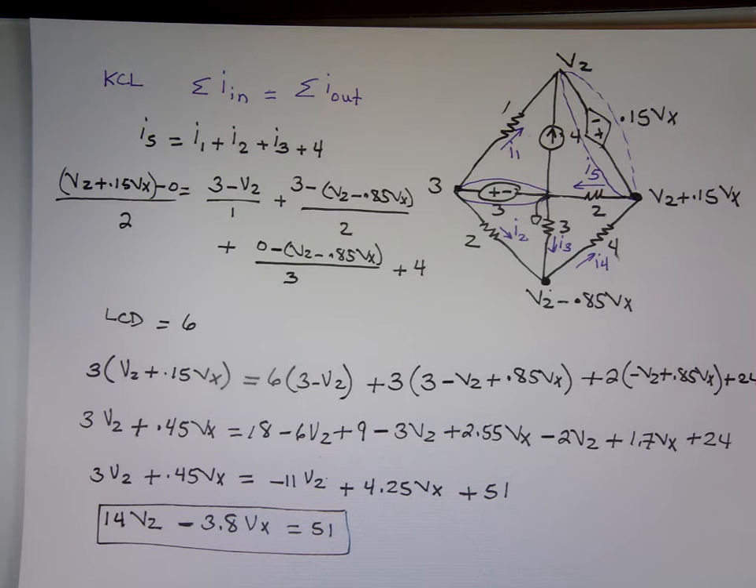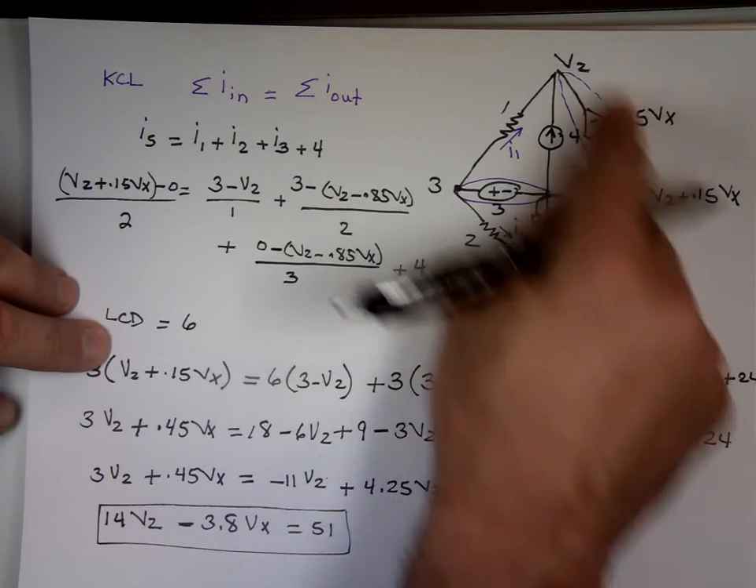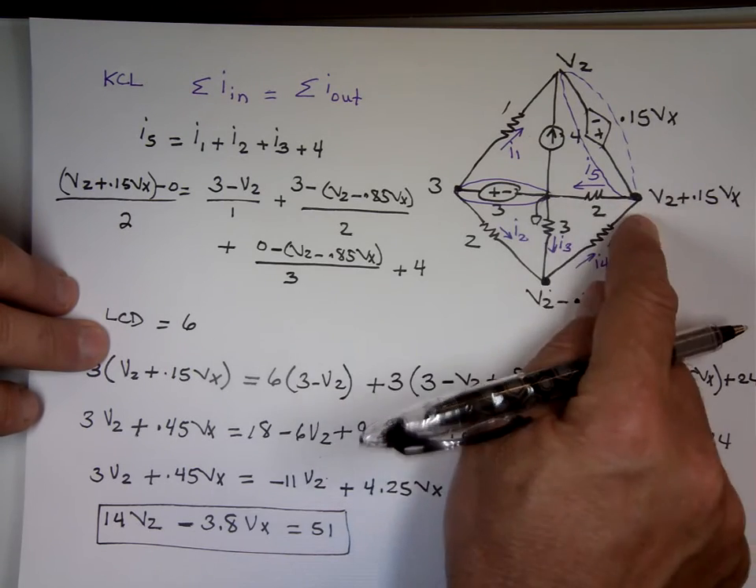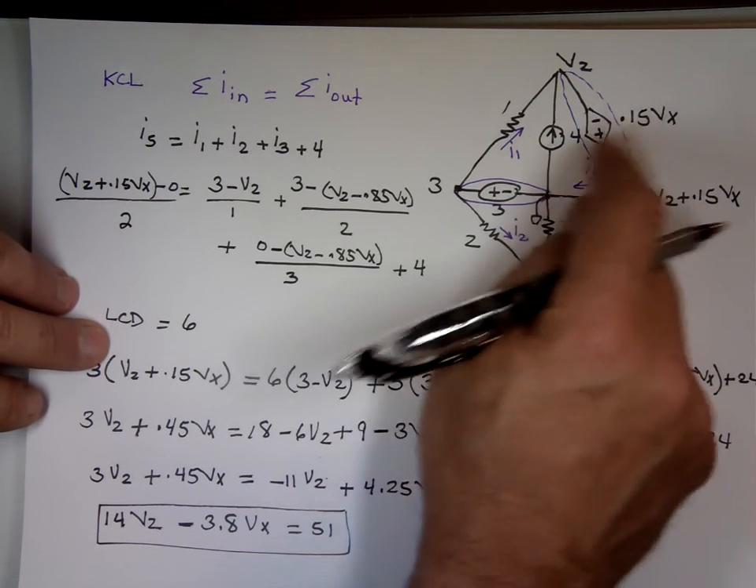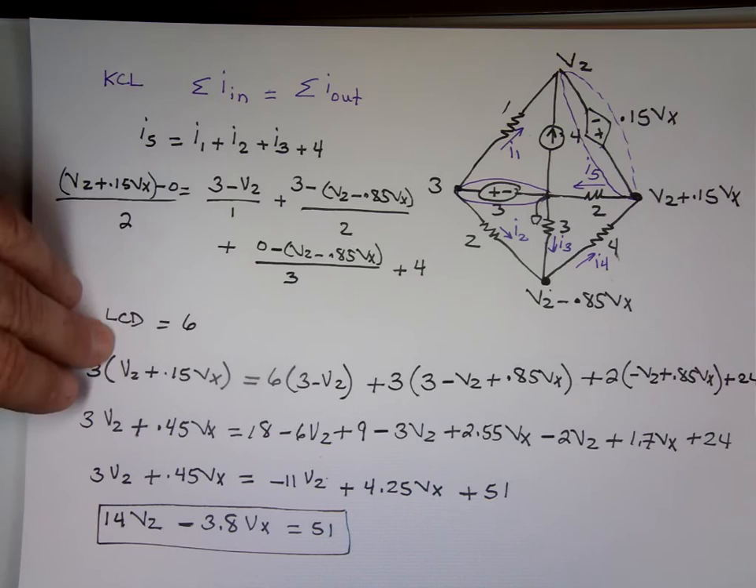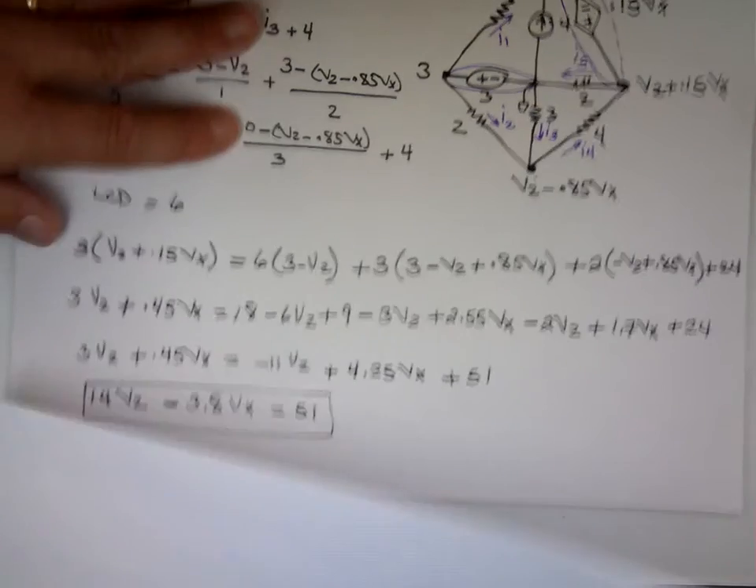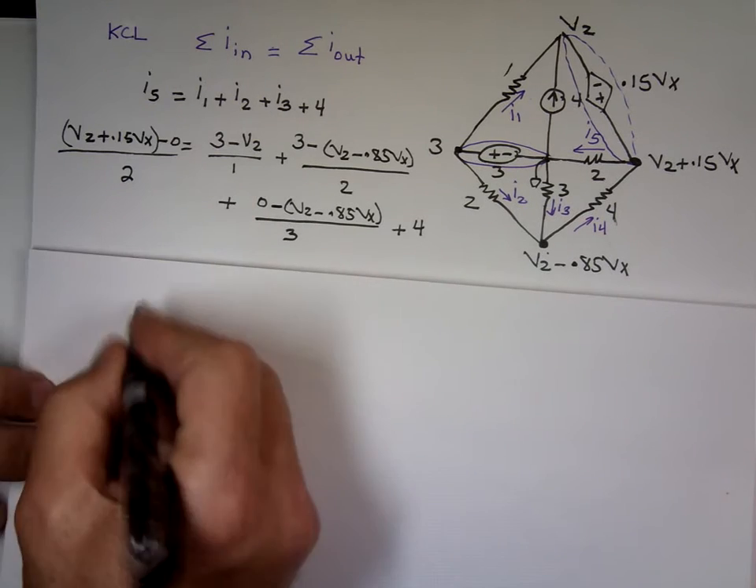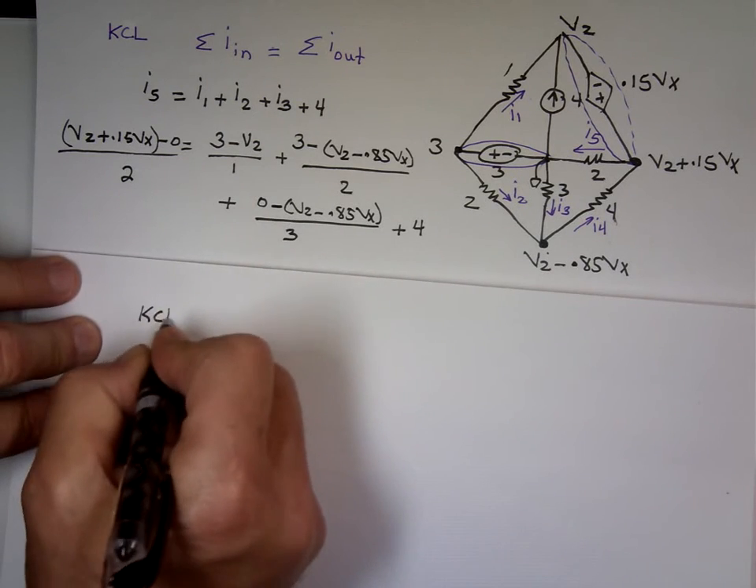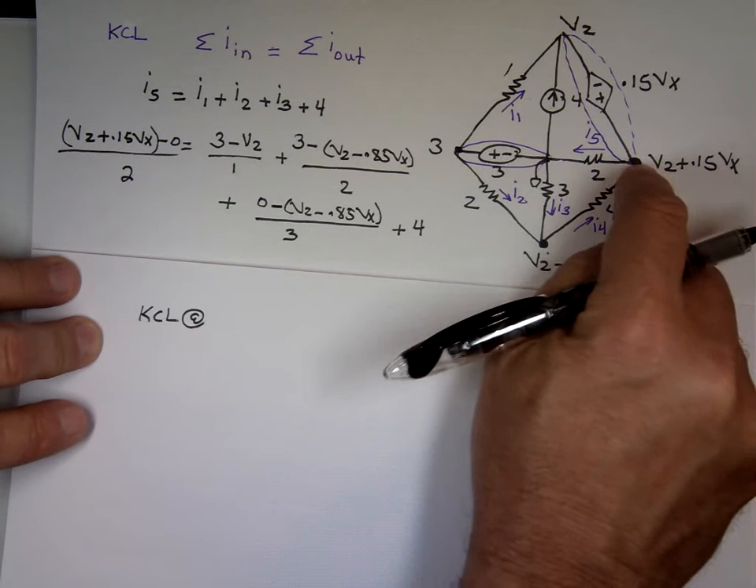I need one more. We can do a KCL of this node, this SuperNode. And that will include all these. Boom, boom, boom, boom. Take a break, huh? Now KCL at this node, the dependent source.